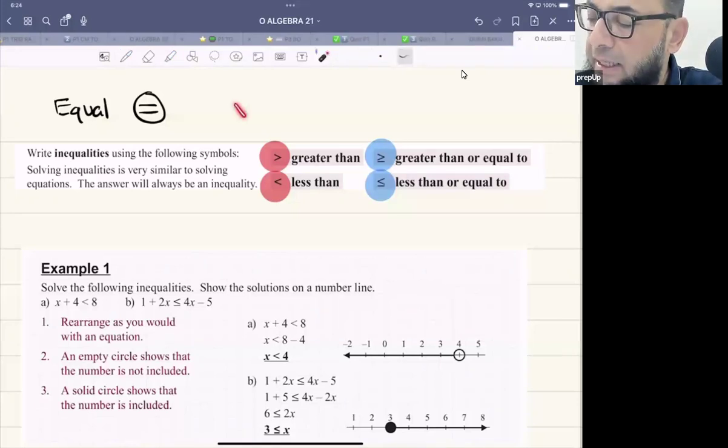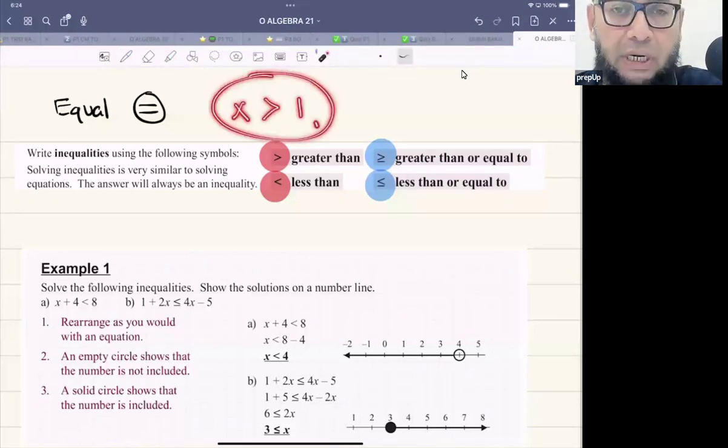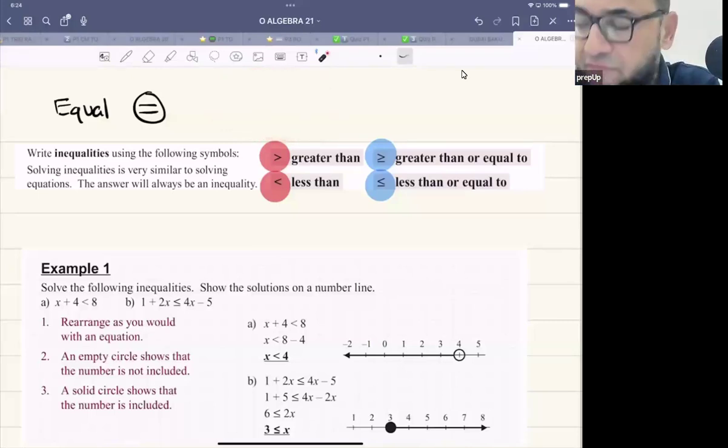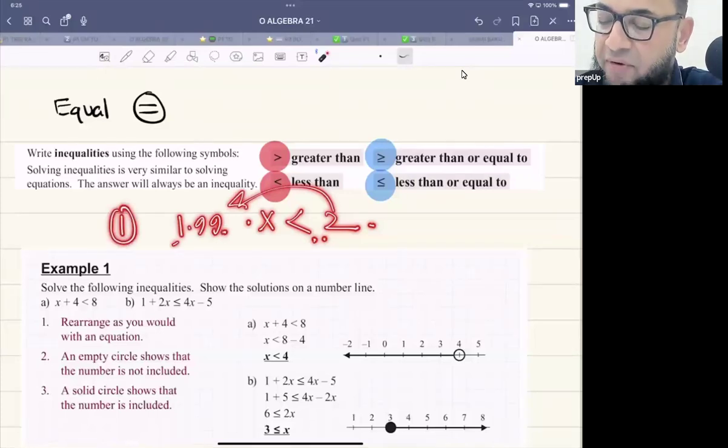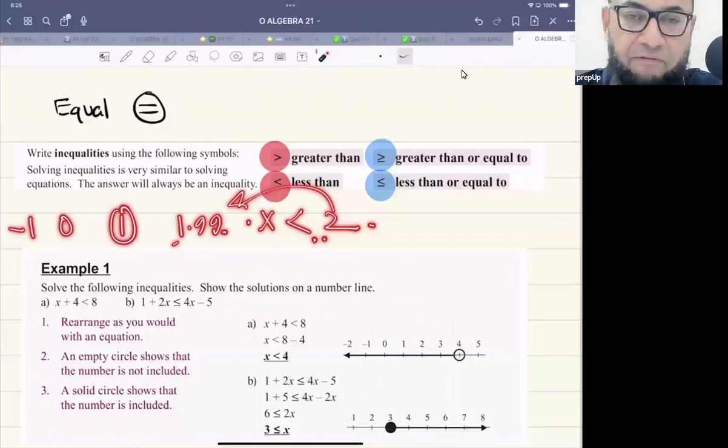That means if I write x is greater than 1, that means 1 is not included. All the other values greater than 1 are included. If I write x is lesser than 2, that means 2 is not included. All the values lesser than 2 are included. It could be 1.999, it could be 1, it could be 0, it could be -1, and so on.